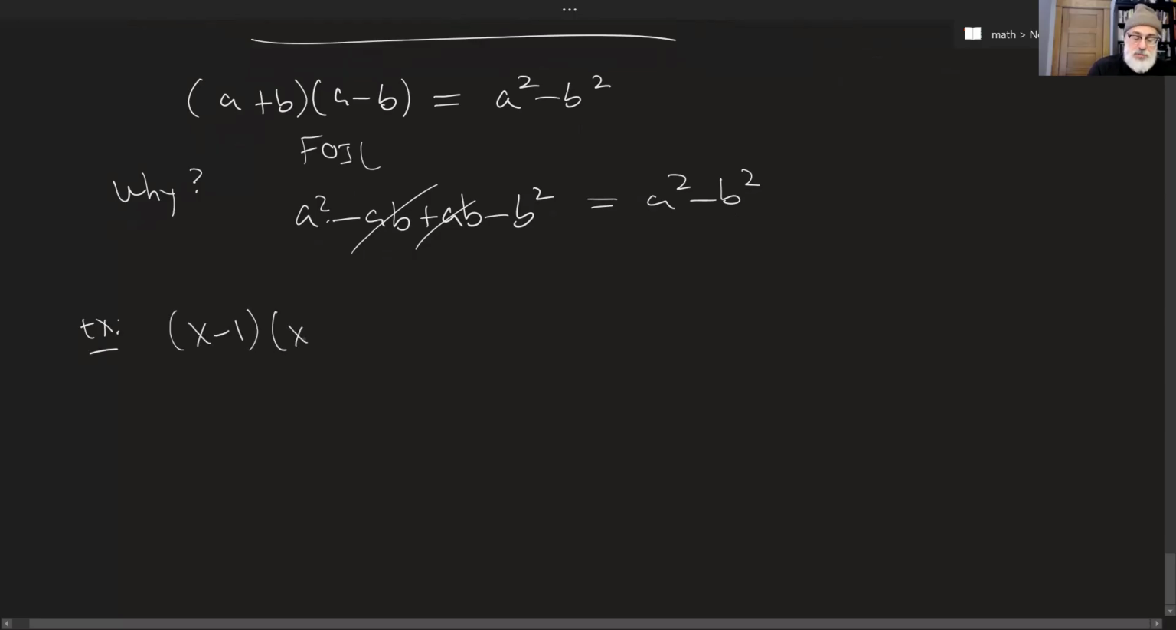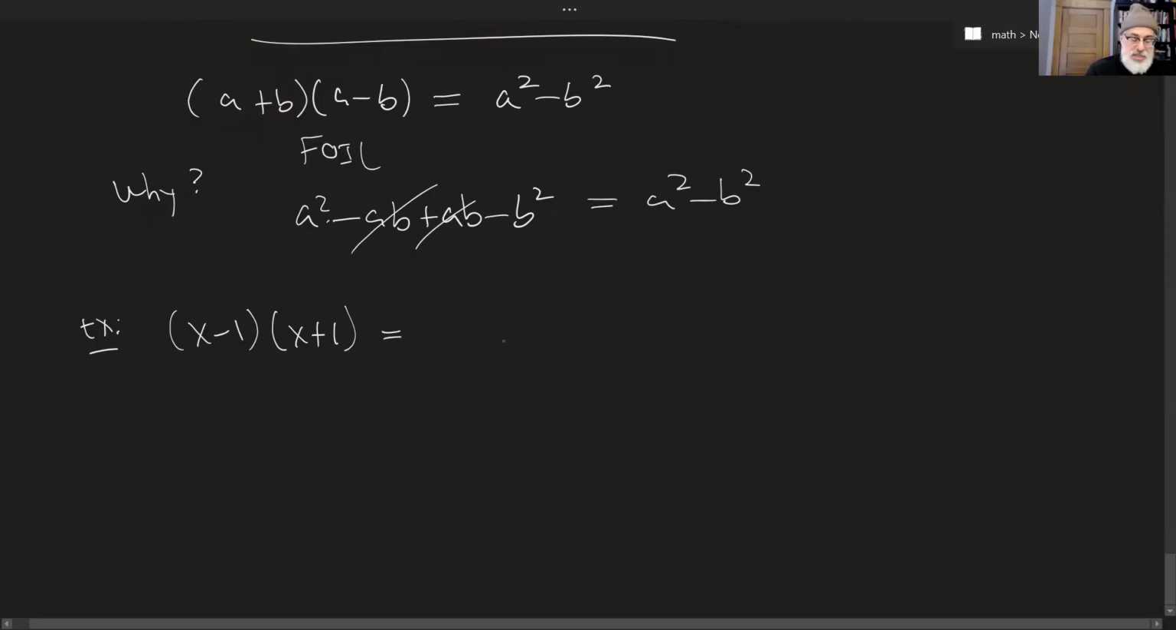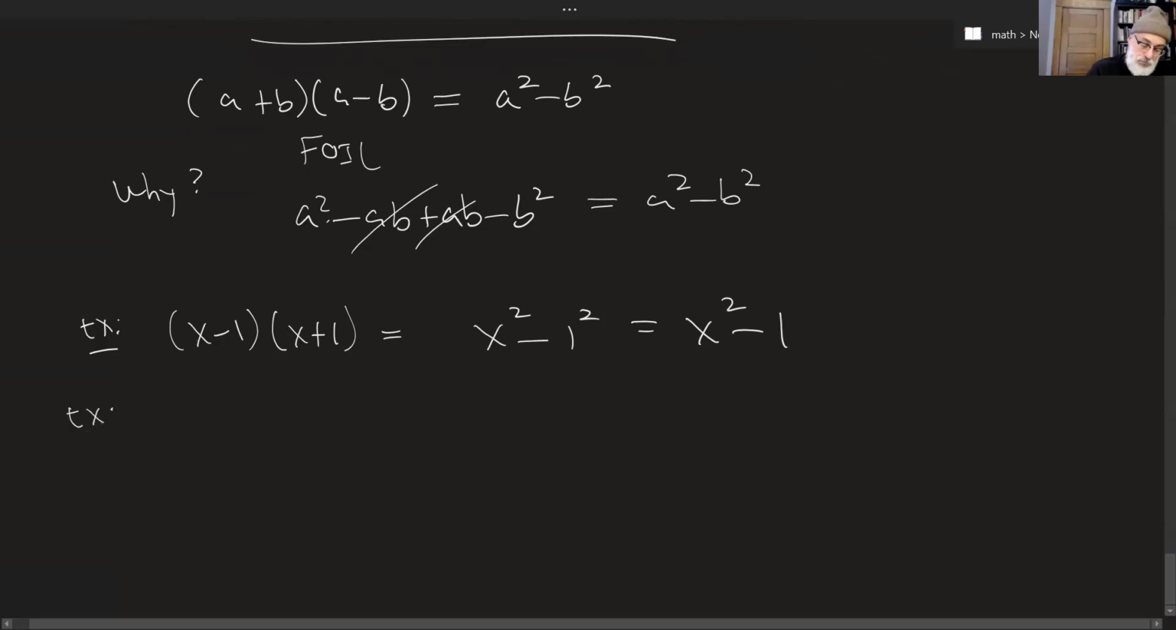Let's look at an example. X minus 1, x plus 1. So the rule says if I have something that looks like this, really simply, I could just take the first term and square it and subtract it from the second term squared. In other words, x squared minus 1. So that's the multiplication. X minus 1 times x plus 1 is this x squared minus 1. And if you forget, again, FOIL, and you'll get to the same answer.